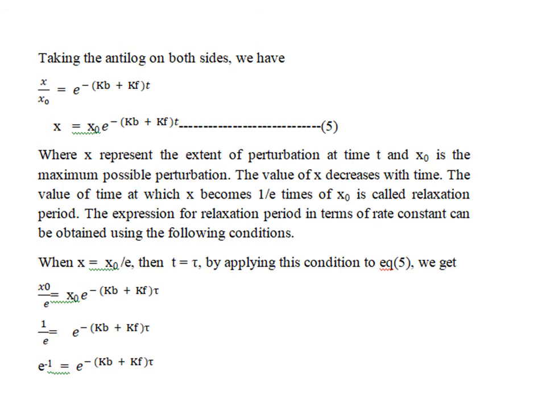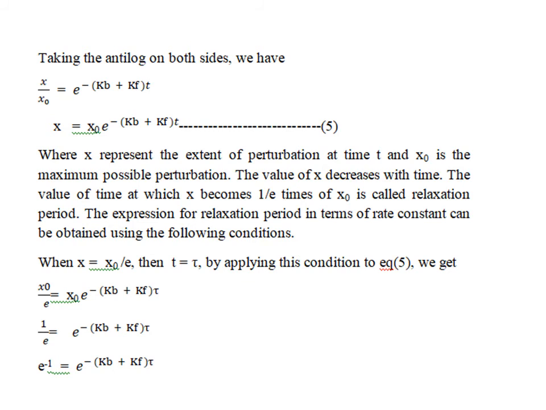Dear students, the value of x decreases with time. The value of time at which x becomes 1 over e times of x naught is called the relaxation period. That is, the time at which x becomes equal to 1 over e times of x naught is called the relaxation time.